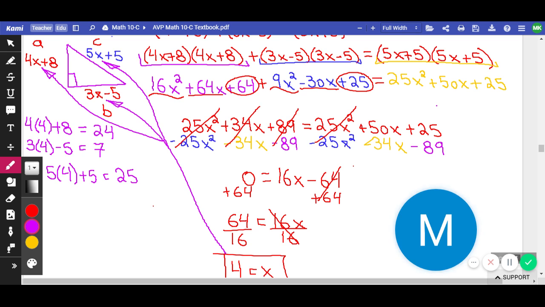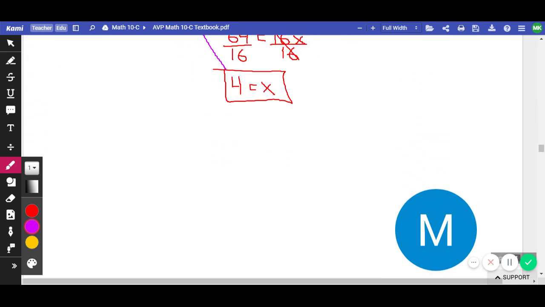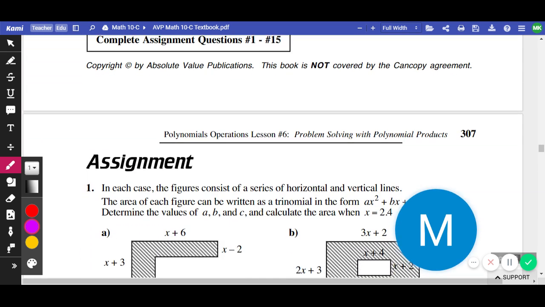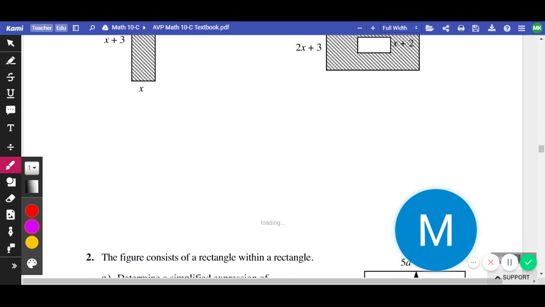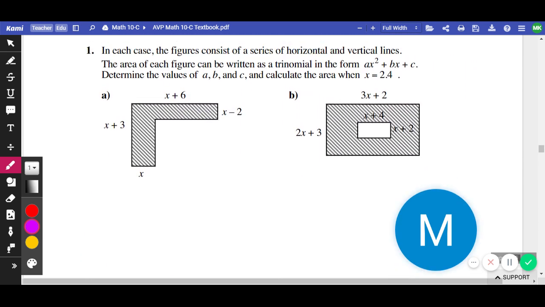I think that's the last question of this assignment, right? Yep. You can try this assignment. I would definitely try questions like this, where you're trying to figure out the area of the shaded region. You're going to see stuff like that again.